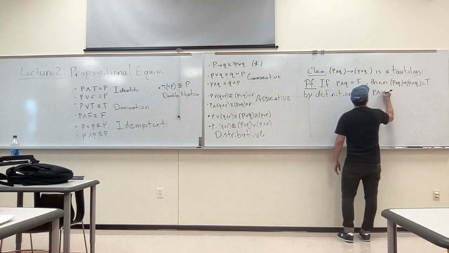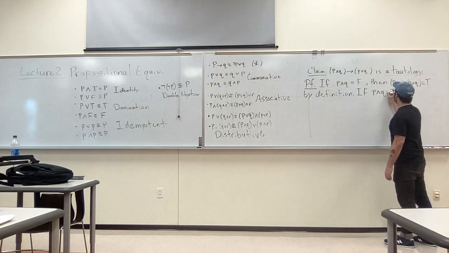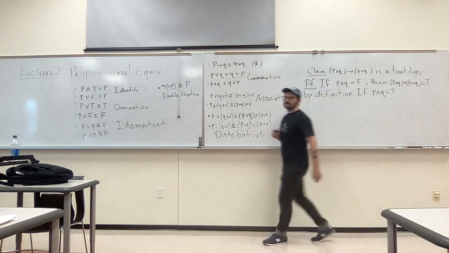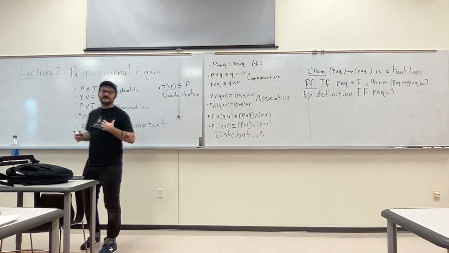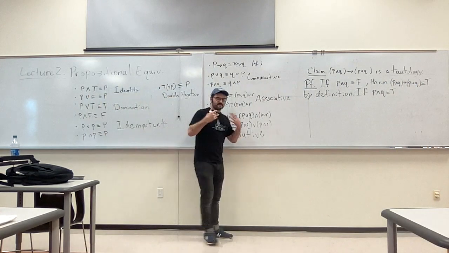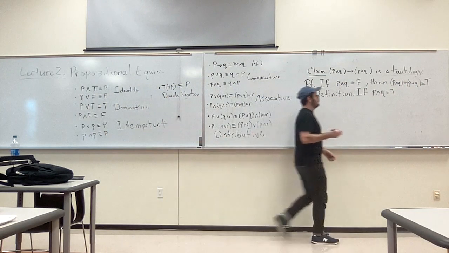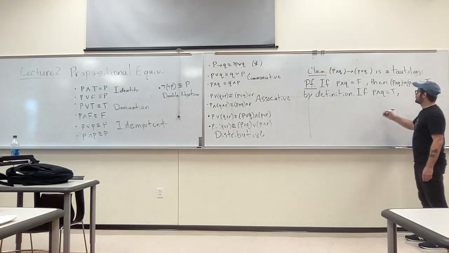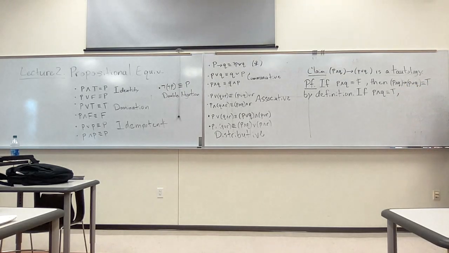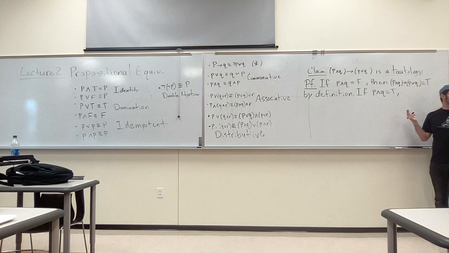If P and Q is true, do we get any information if we assume that? If we assume P and Q is true, do we get any information to work with? If that's true, do we know anything new? What must be the truth value of P? It has to be true, right? Because the conjunction is only true when they're both true. So what must be the truth value of Q? True. So here's the thing. We made an assumption, and then we got new information out.